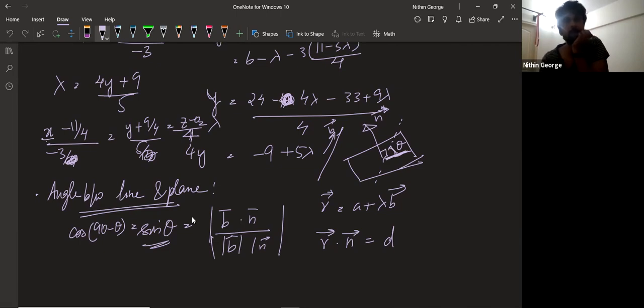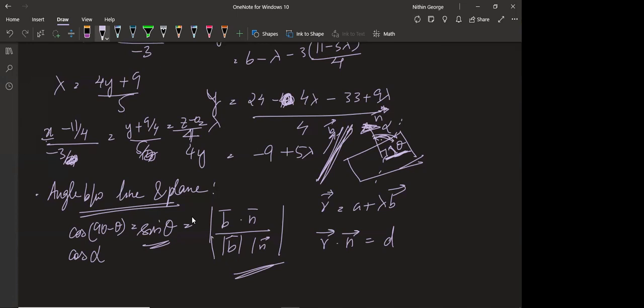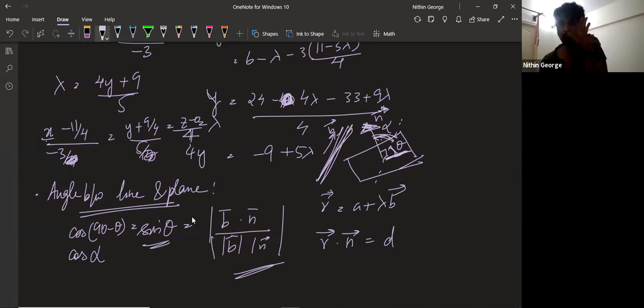Theta is the angle I want. So I'll call this alpha, the angle between the parallel vector to the line and the perpendicular vector to this plane. That is alpha. So I get cos alpha as b dot n divided by mod b mod n. Now I notice that alpha and the angle I want add up to 90 degrees. But sir, I thought alpha is 90 degrees. No, alpha is not 90 degrees.